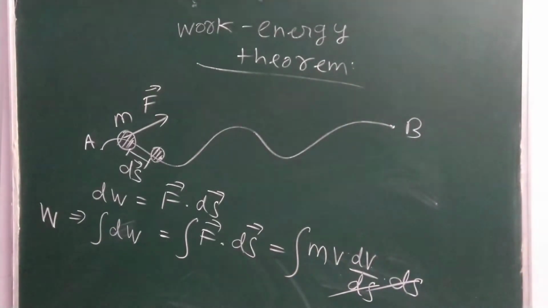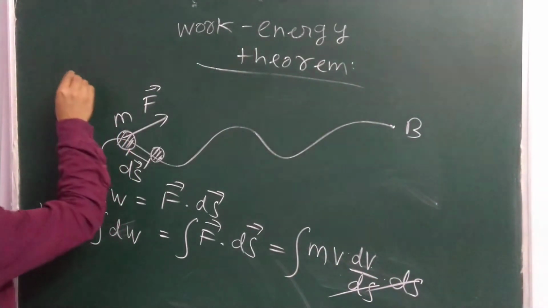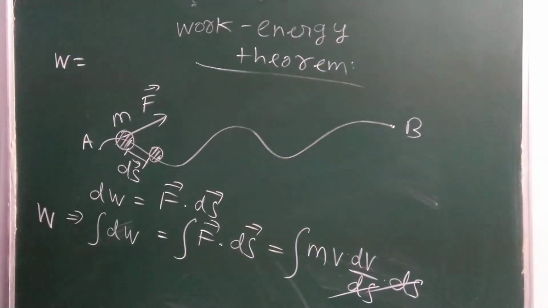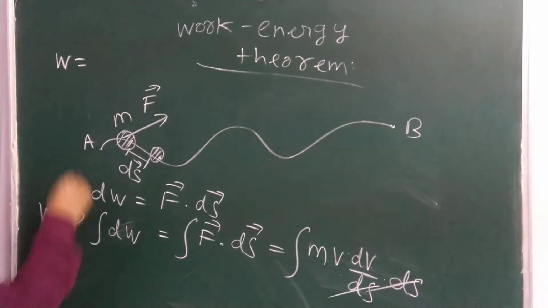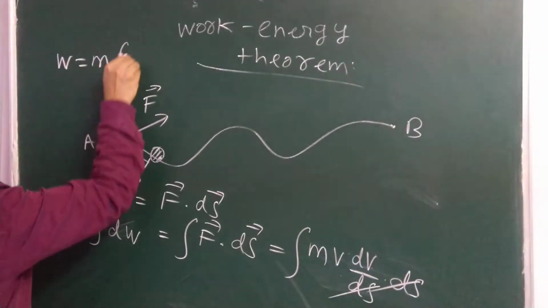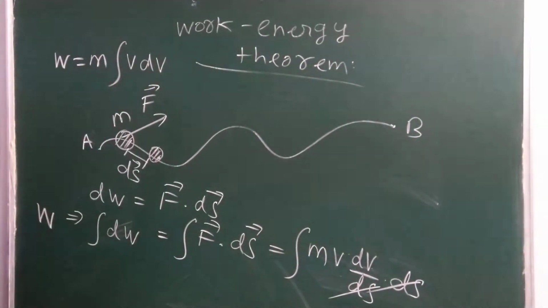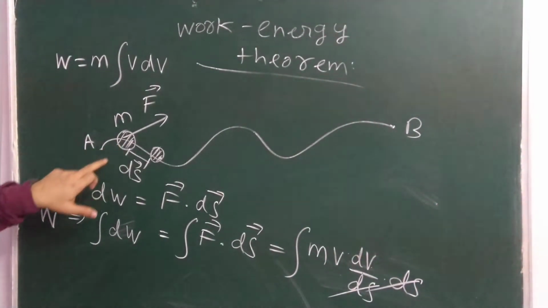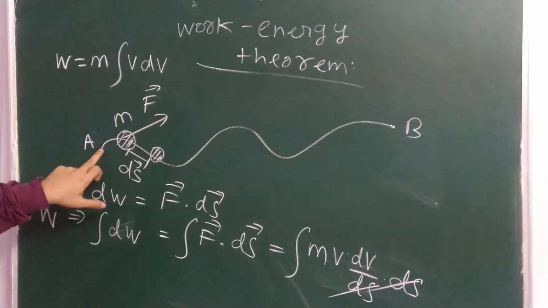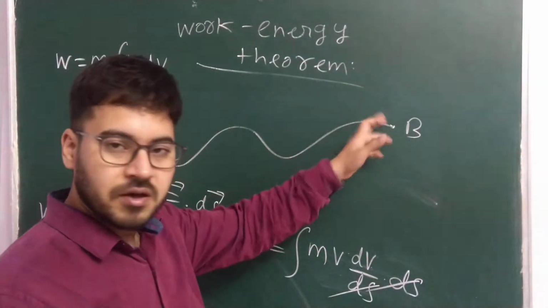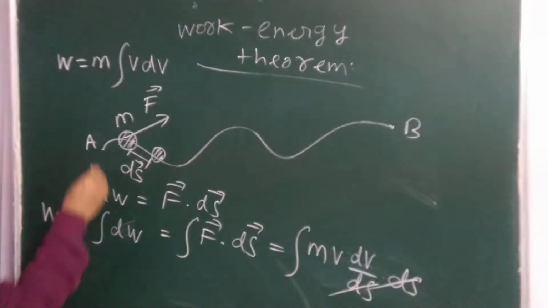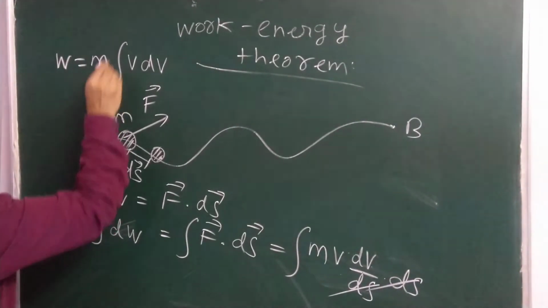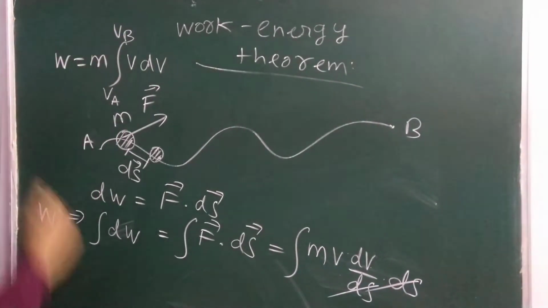Yes or no? So from here you find that the work done W, that's going to be m times the integral of v dv. Alright. Now, what is the initial position of the particle? The initial position of the particle was here. Final position is, let's say, here. So the initial speed of the particle is vA, and the final speed is vB.